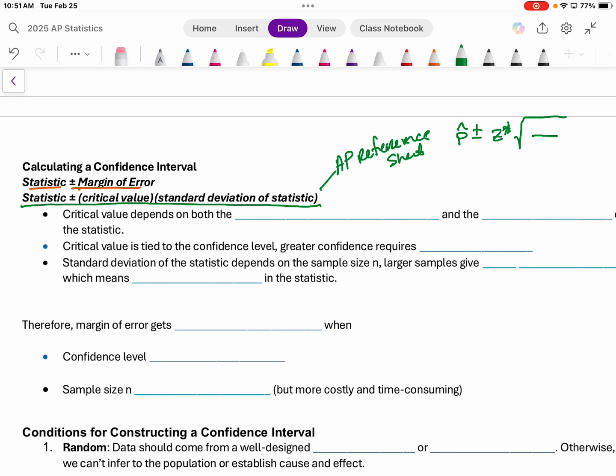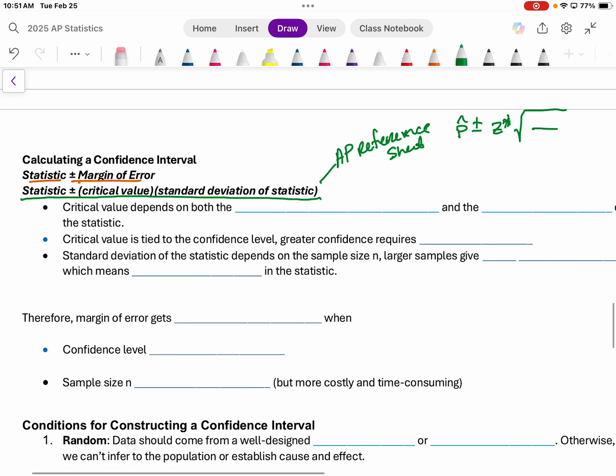Tomorrow I'll fill in some of those other parts, but the statistic is the p hat. The critical value is our z star. In a nutshell, it's a z-score, so we're going to talk about z-scores again. And then we have times the standard deviation of the statistic, which is also known as the standard error. Depending on the material you reference, this part is also known as the standard error.